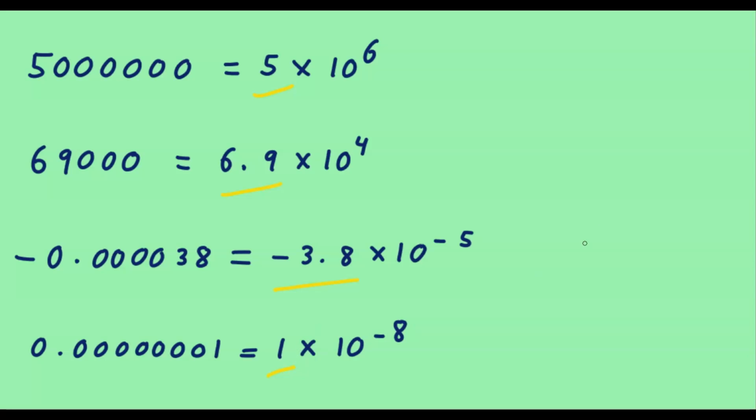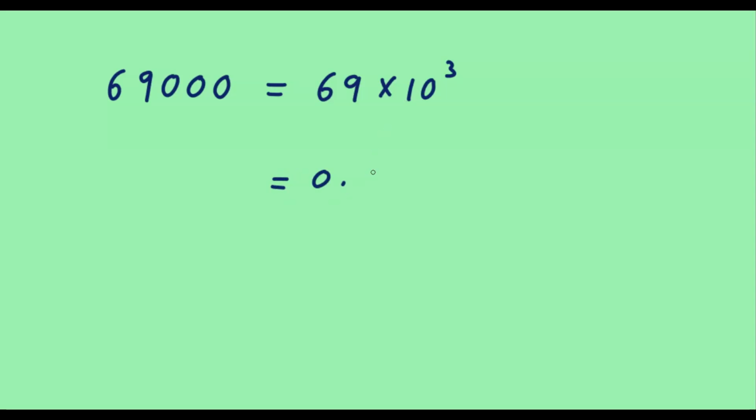If we have a look at all of these values, we can see that all of them fall within this range. That is, if we consider the absolute values of all of these values of a, then all of them are greater than or equal to 1 and are also less than 10. It is very important that the absolute values of a fall within this range.